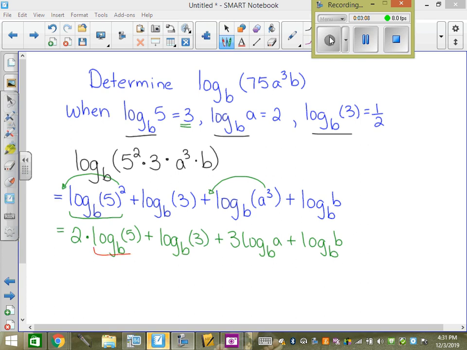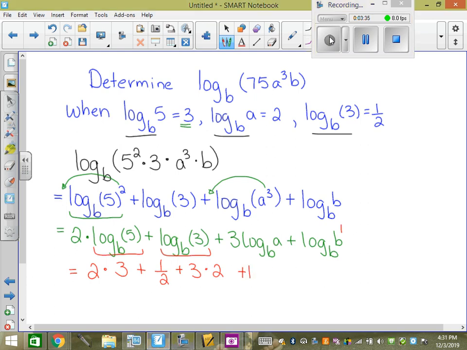Now I can replace log base b of 5 with 3. So it's going to be 2 times 3, plus log base b of 3, which is a half, plus 3 times log base b of a, which is 2. And then log base b of b: this is b to the exponent 1, and b to the 1 is just 1. Remember when I told you when this is b to the something, your answer is just that something?